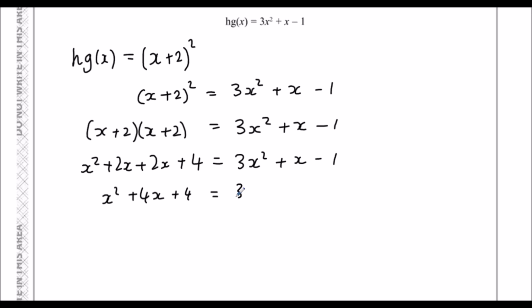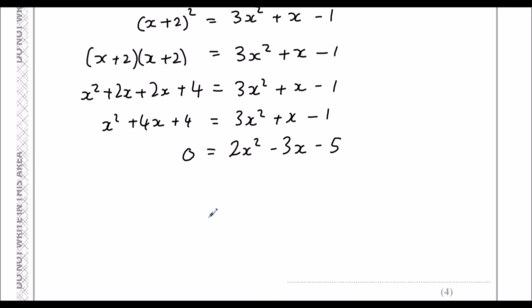And now we're going to have a quadratic, which we're going to solve by making it equal to 0. I'm going to bring all the terms over to the right side, because then my x squared term will be positive. So 3x squared take away x squared is 2x squared. x take away 4x is negative 3x. And negative 1 take away 4 is negative 5. So now we want to solve this. We're going to solve it by factorizing.